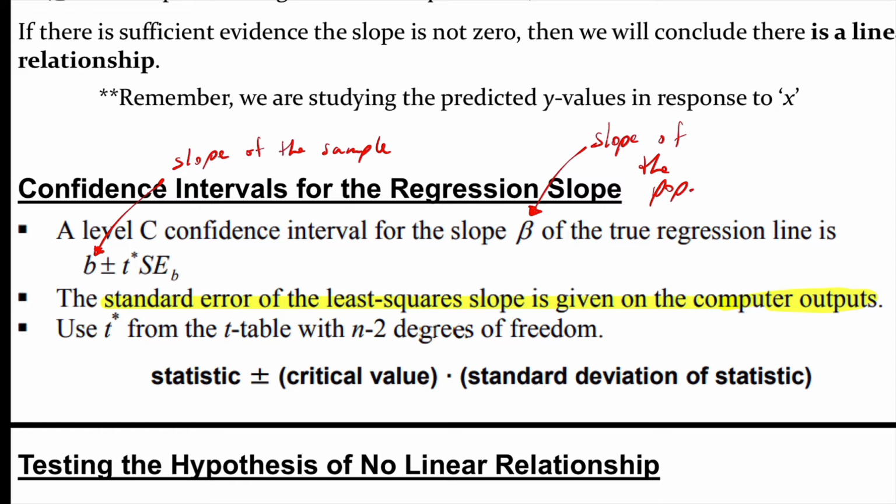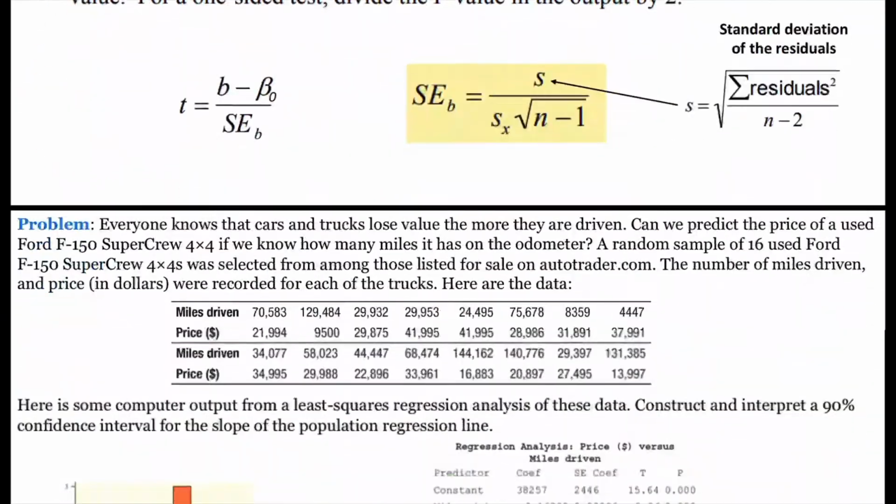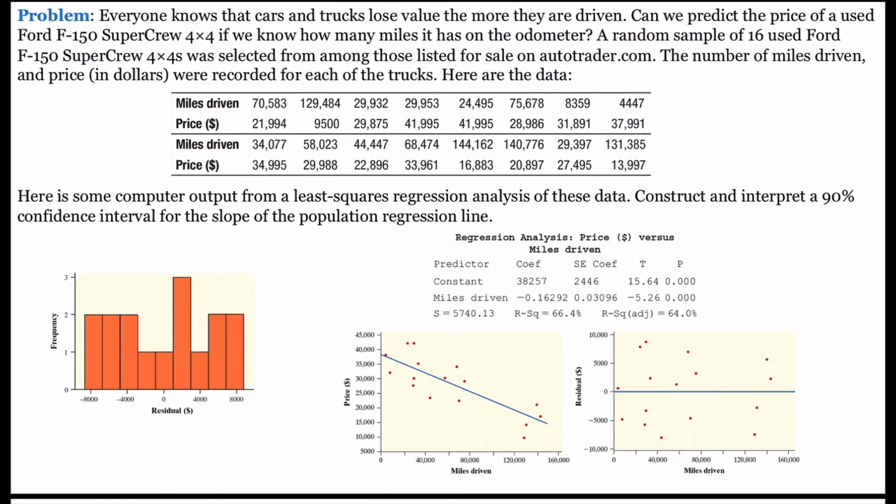Okay, so B is the slope of the sample, T is T critical, and the standard error of the slope will be given. Okay, let's skip tests for right now because we're not talking about tests. Let's go right to this slide here. This is the confidence interval.